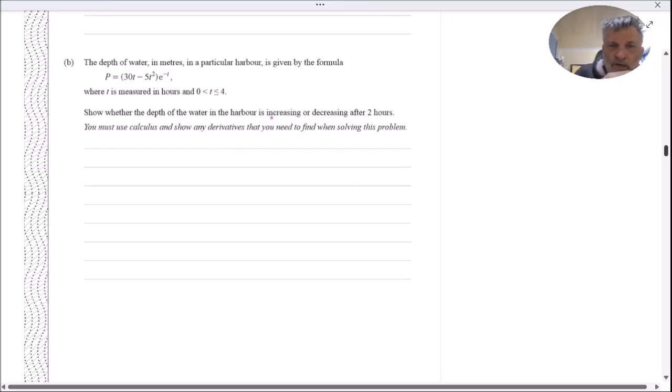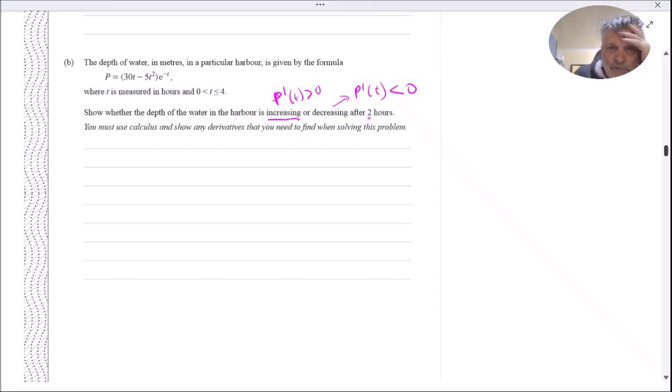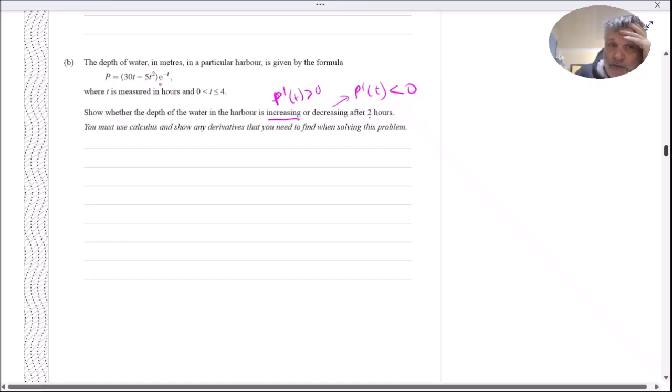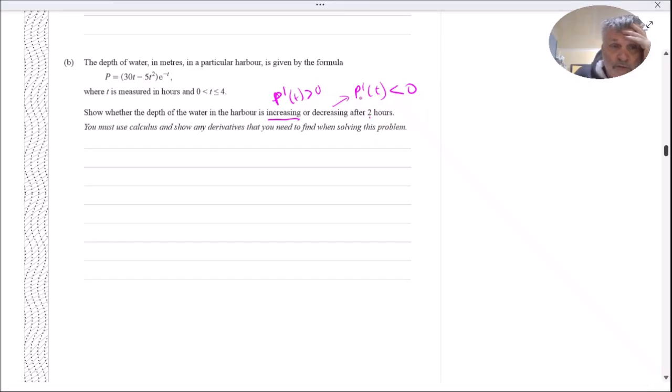So increasing means the derivative, our function is called P, our derivative has to be bigger than 0, and decreasing means the derivative would be less than 0. So effectively we've got to calculate this derivative. We're interested in the point when t is 2 hours, and we want to see whether we've got something increasing or decreasing. So it's a product, (30t minus 5t squared), all of that times e to the power of minus t, so we use the product rule.